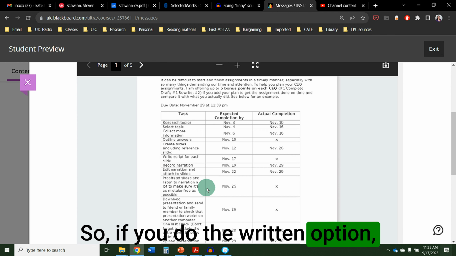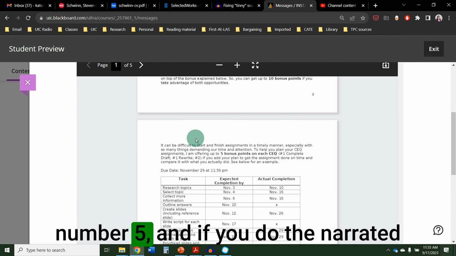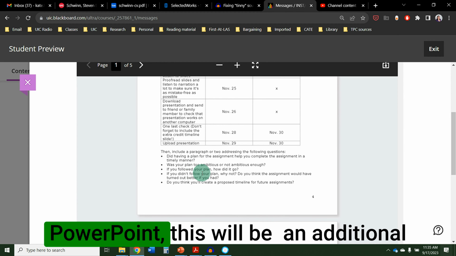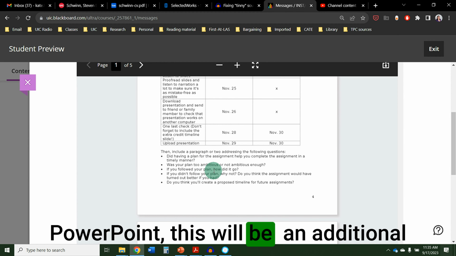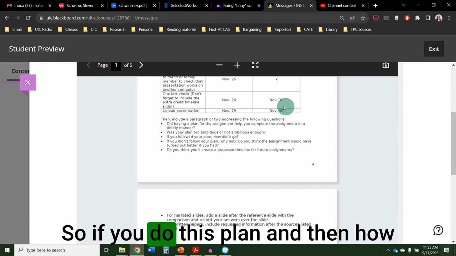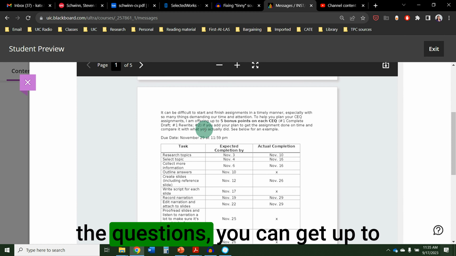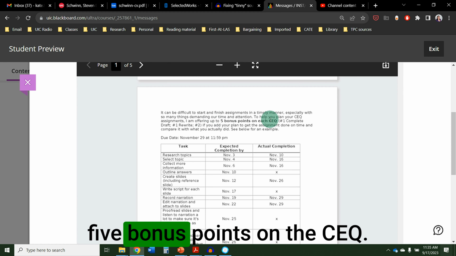So if you do the written option, this will all be at the end after number 5. And if you do the narrated PowerPoint, this will be an additional slide or slides after the sources slide. So if you do this plan and then how you follow the plan and answer the questions, you can get up to 5 bonus points on the CEQ.